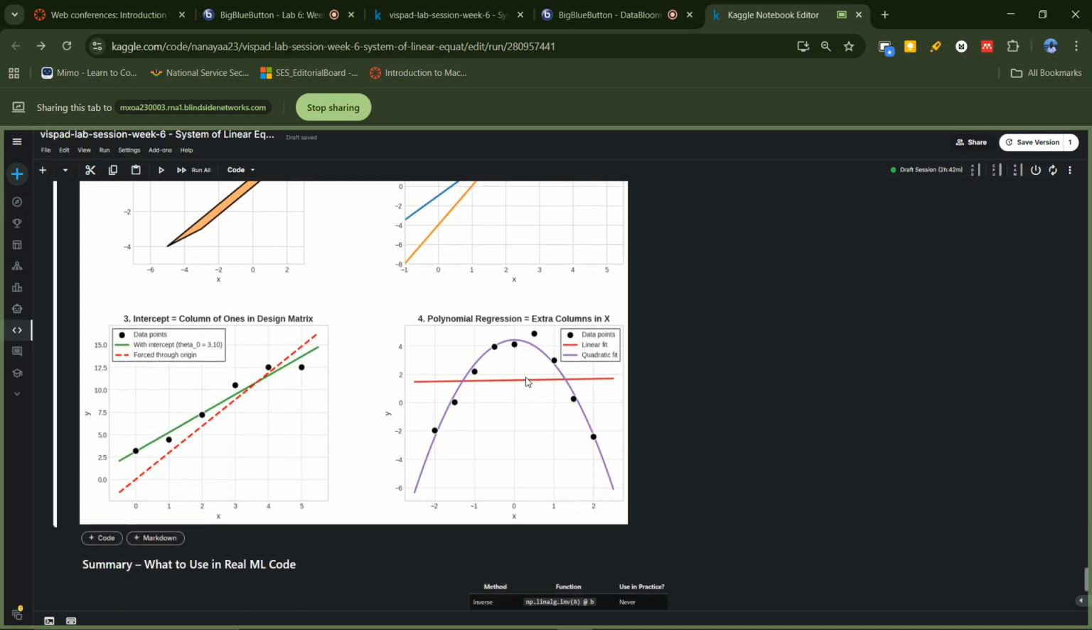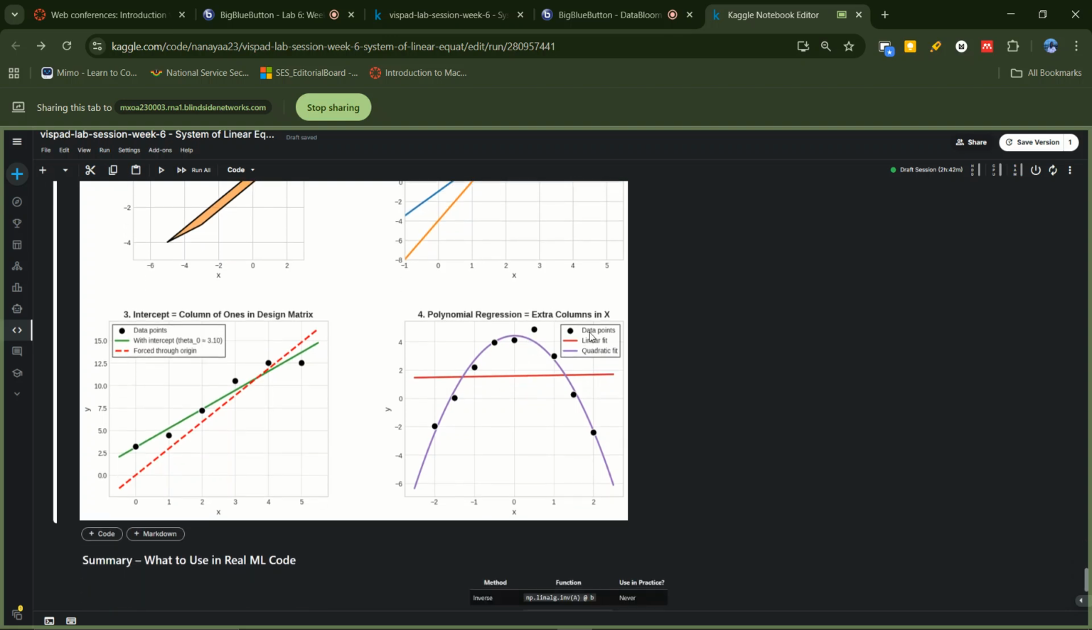And then we have panel 4, which is the polynomial regression, which is equal to extra columns in X. What does it mean? What is that extra column? It is the x power 2 term, right? And over here, we realize that depending on the nature of the data set, when you use a linear model, it's not the best option. Sometimes going for a polynomial regression is the best option for you, right?